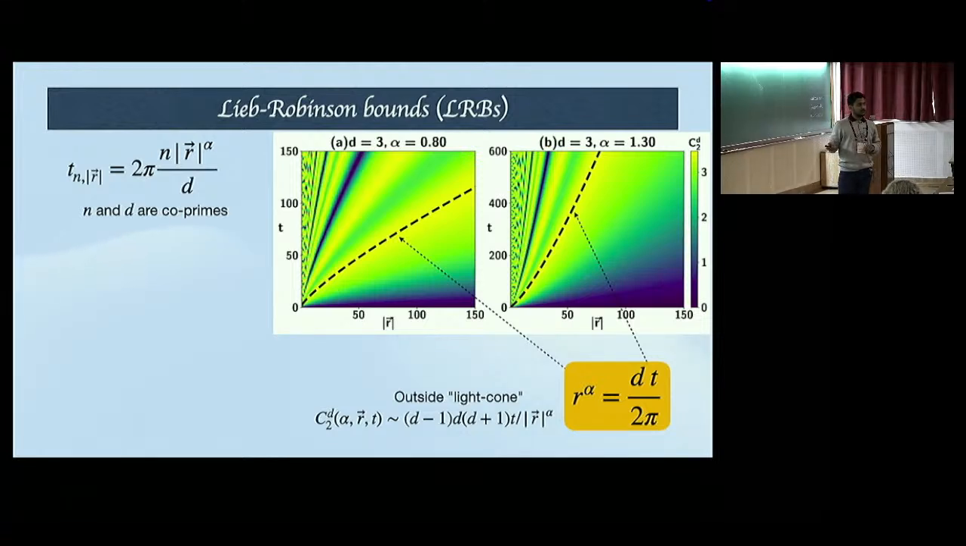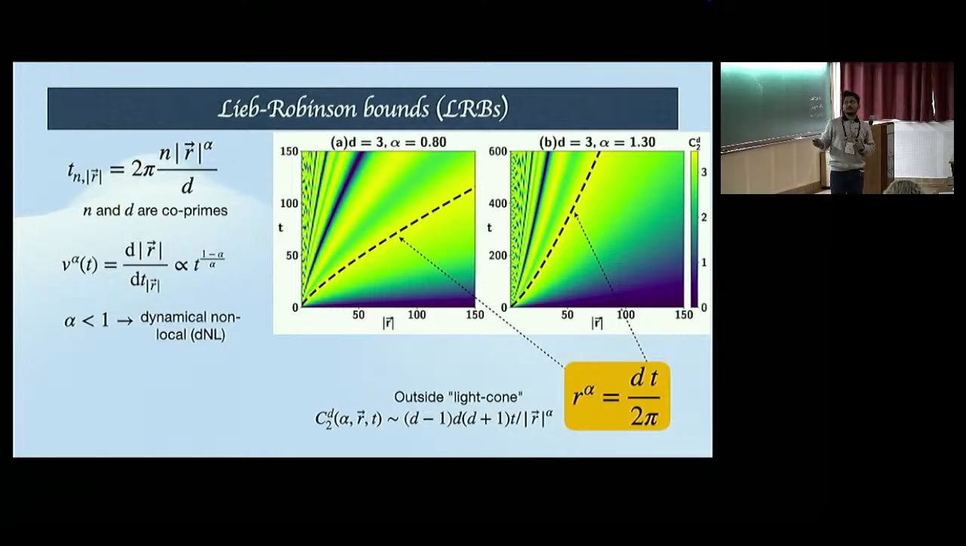For alpha equal to 0, it will just be flat. The velocity will go as 1 by alpha. It will be very fast, where it goes as 1 by 0, which is infinity. So it will go flat. Yes. Okay, sir. Thanks.